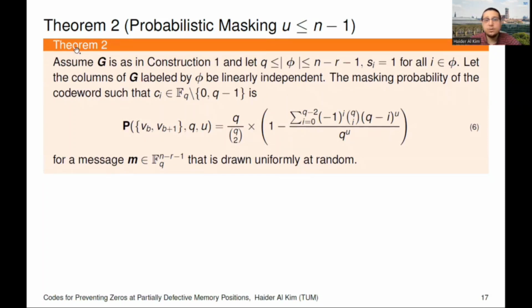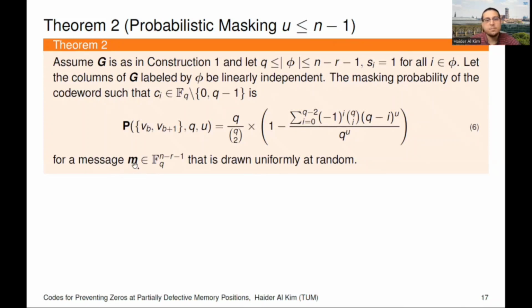Now, we can also follow the probabilistic masking, which can mask up to u less than or equal to n minus 1. This is because of the randomly chosen message vector. So we have this probability of masking. This is a probabilistic method, so it depends on the probability that this message fulfills some condition.